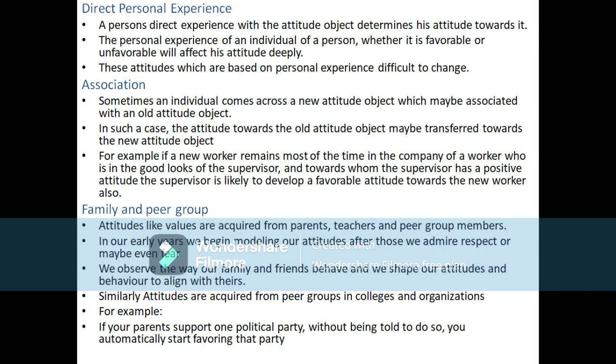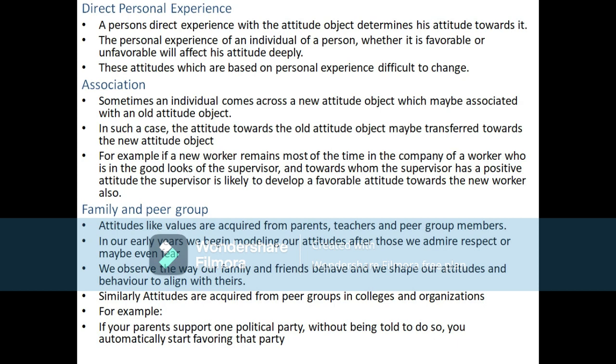So here, another source for attitudes is family and peer group. They affect us, so they become a source of attitude. Family and peer groups means parents, teachers, and our peer group members, if we are working, our peer group members. So there will be an attitude created by them.